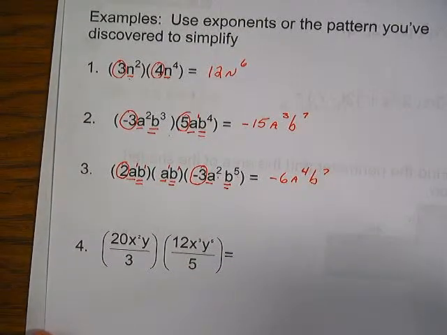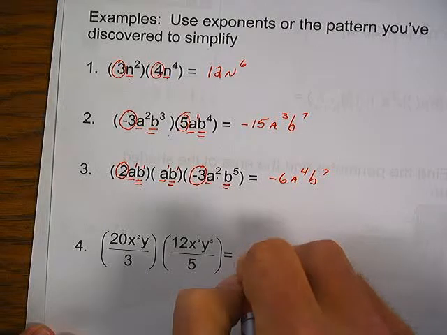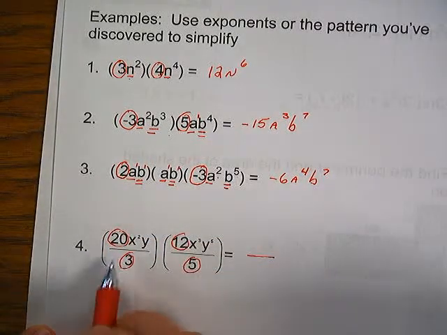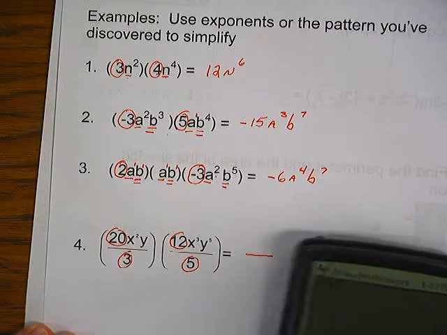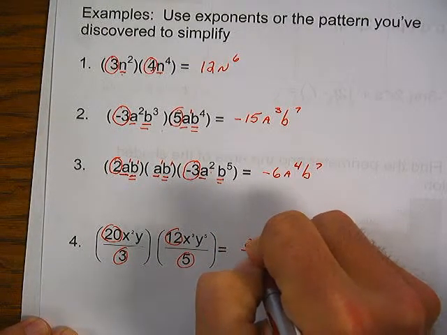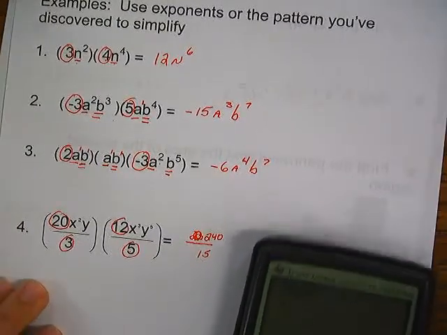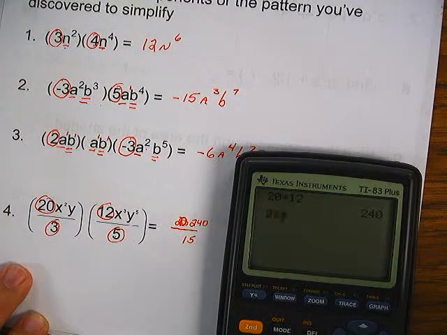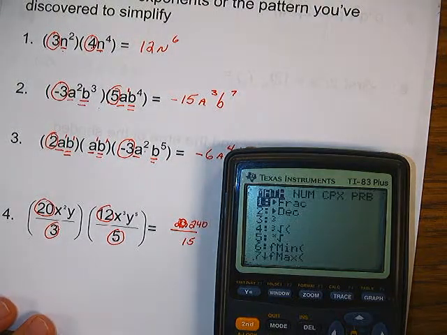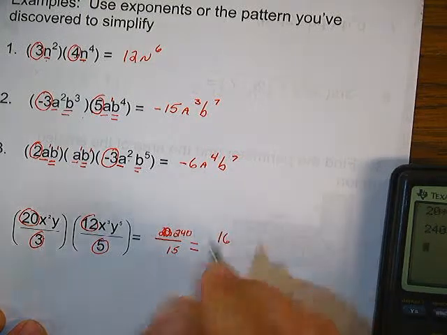Here, we can do it a couple different ways. I'm just going to multiply. We have fractions. Anytime you have fractions, you multiply across. Let's take care of the coefficients first. 20 times 12, I'm going to get out my calculator. I have 20 times 12, which is 240 over 3 times 5, which is 15. In my calculator, I'm going to see if that will reduce. I have 240 divided by 15 to reduce on the calculator. It reduces to 16, or 16 over 1, which is the same thing.